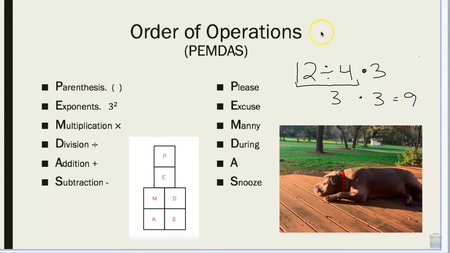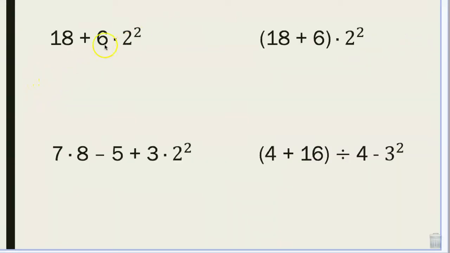But say I had 12 minus 4 divided by 2. I would definitely do my division first, because division comes before subtraction. So 4 divided by 2 is 2, and then 12 minus 2 equals 10. Okay, so just a couple more examples.